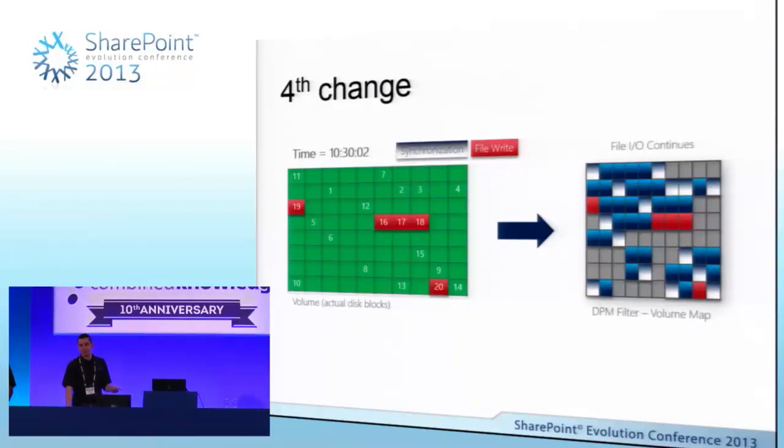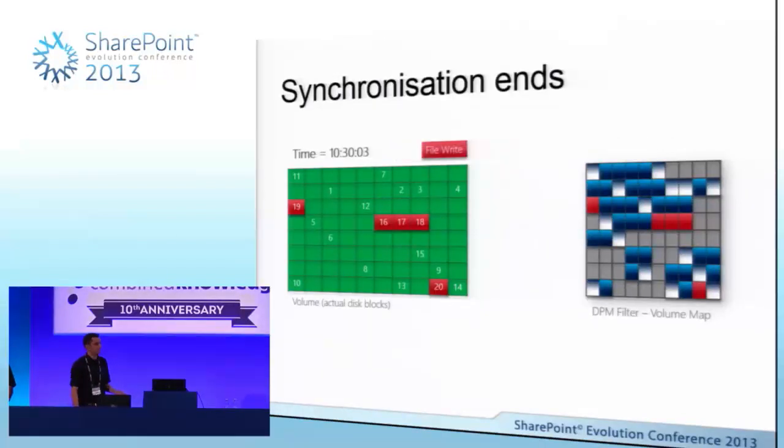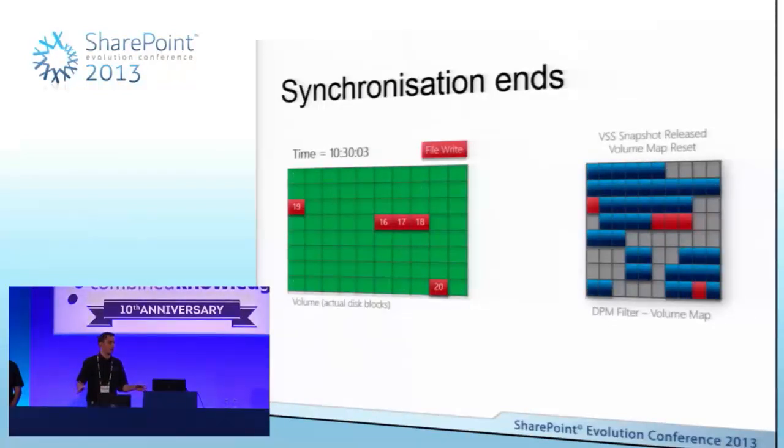We continue to write to the disk, and we continue to store a record of what's changed since we started our backup. Then what happens is the synchronization window ends. So we've completed our backup for everything from 10 o'clock to 10:30, and we actually release the snapshot. So we delete the snapshot, and we reset the bitmap. But we keep the 5 blocks here that changed since our backup started. Because when we do our next backup, we now need to say, all right, those blocks have changed. We need to synchronize them over. Okay?